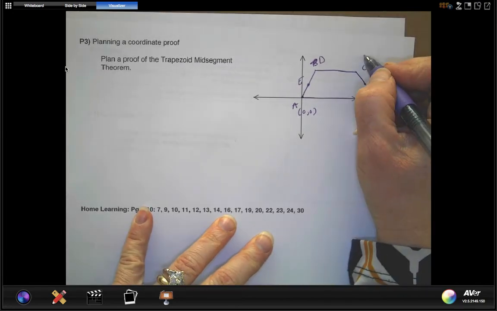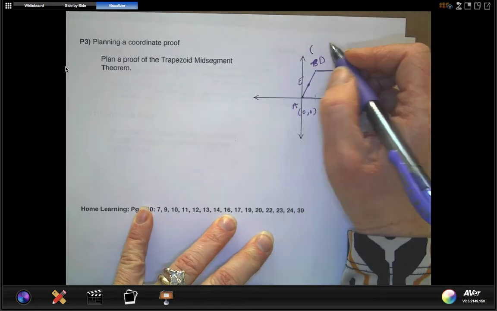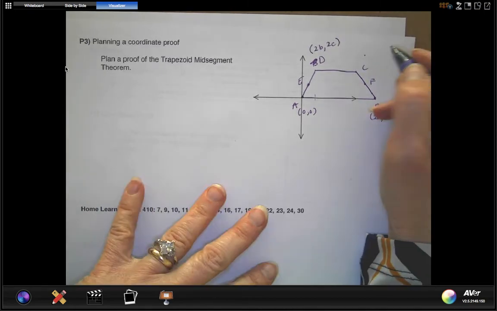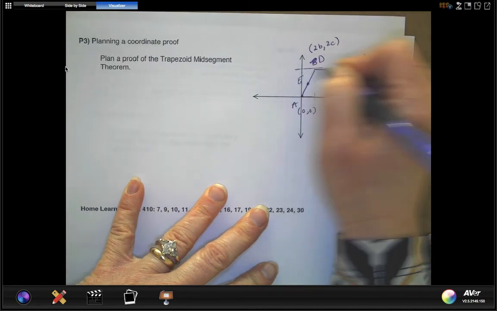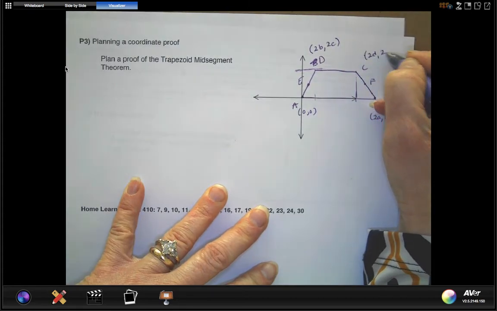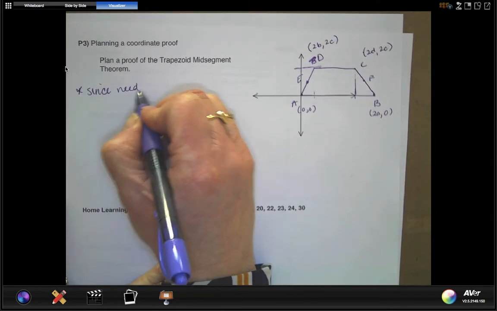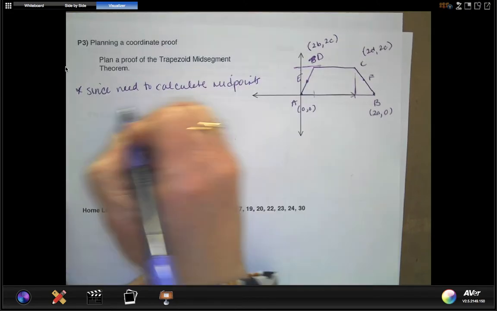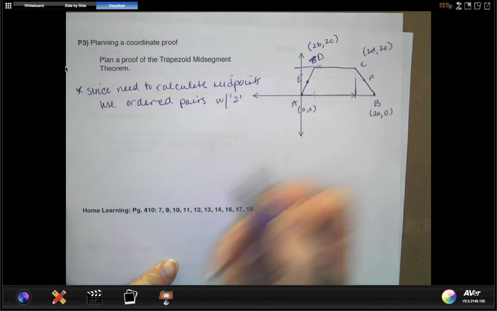For C, well, let's do this one here. So for D, I haven't defined anything here, so I'll just call this (2B, 2C). Could I call it (B, C)? Sure. But again, if I know I'm going to use the midpoint formula, why not just put a 2 in front of it so it's easier to divide? This one right here, same thing. I don't know what that x value is, but I do know what the y value is because it's on the same height there. So this is going to be (2D, 2C). Okay? So since I need to calculate midpoints, I'm going to use ordered pairs with that 2 in them, okay?